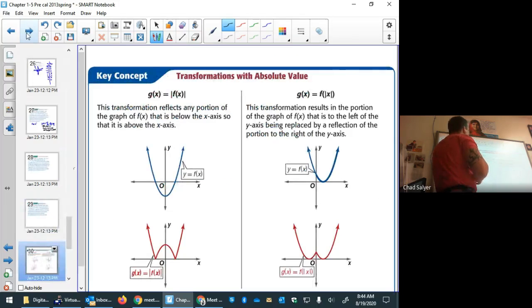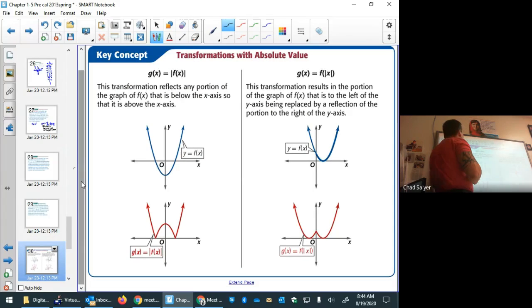Okay, so transformations with absolute value. So sometimes if I take the absolute value of a function, everything that was previously negative becomes positive. So the positive values and the zeros are left alone. Everything negative becomes positive if I take the absolute value of the output. If I take the absolute value of the input, then all of the negative x's are going to behave like the positive x's. So it's suddenly going to have y-axis symmetry, and you'll see that here.